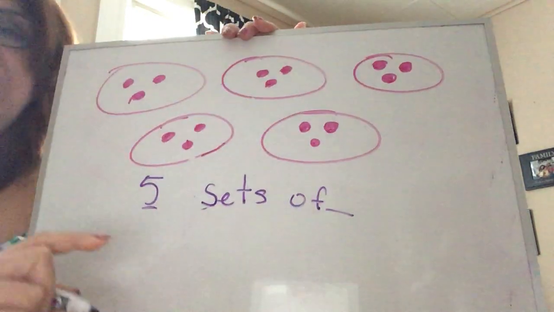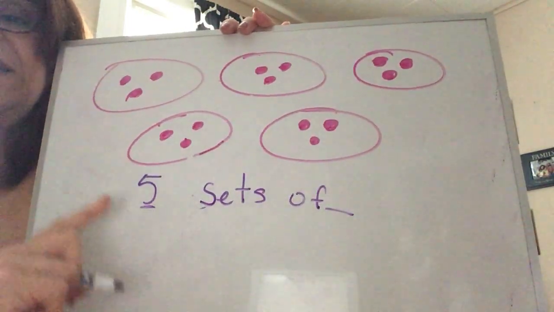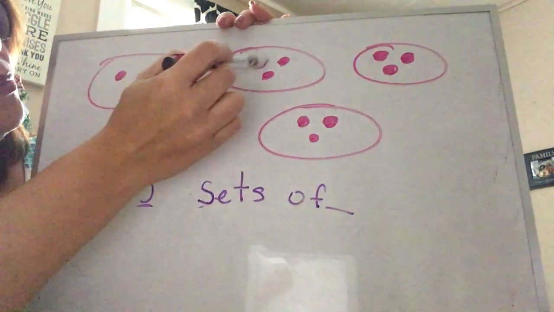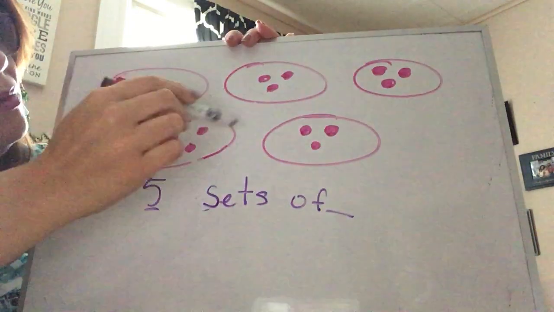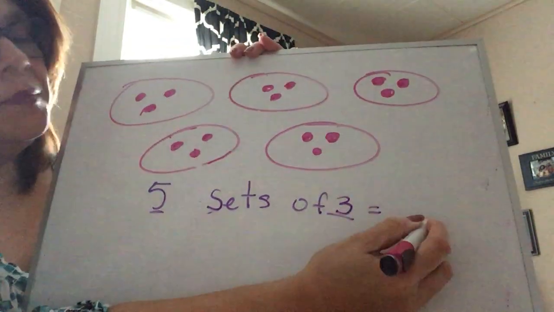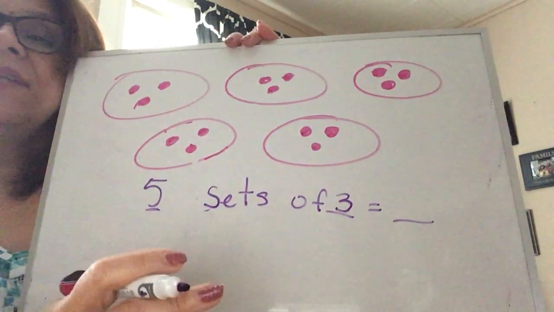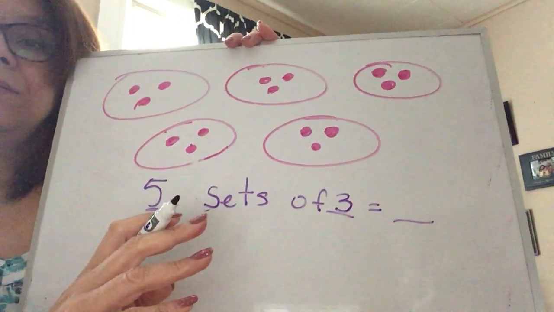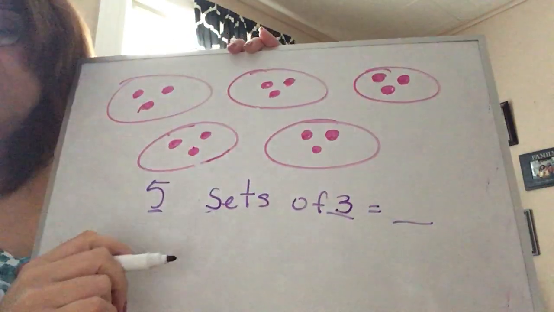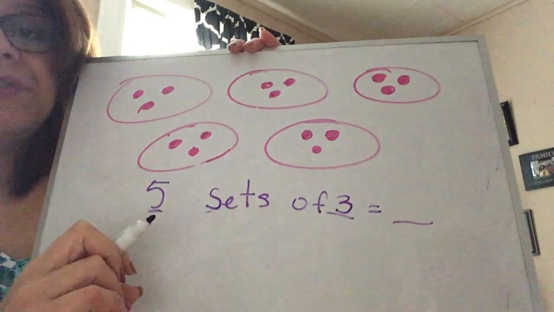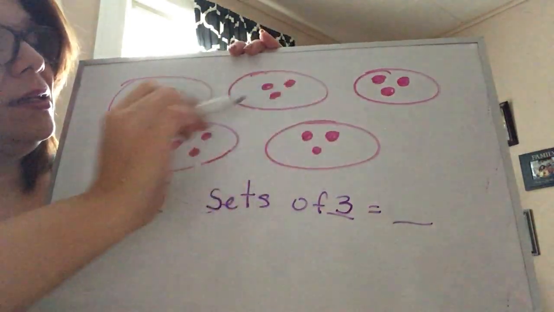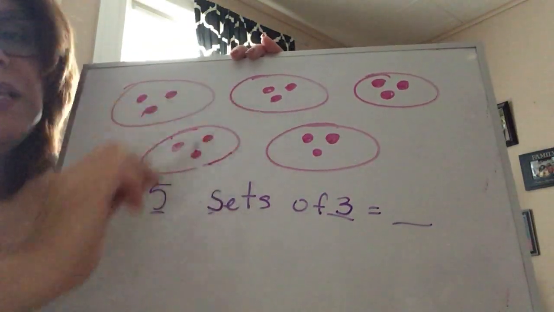Very good. Now, how many dots are in each set? Let's count them. 1, 2, 3. There's 3 in there. So it's 5 sets of 3. How many dots do I have all together? Now we could either count by threes or count each one. Why don't we count by threes first? 3, 6, 9, 12, 15.